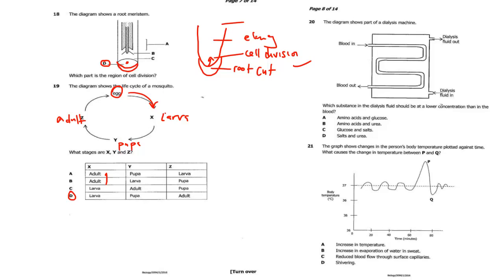Question 20. The diagram shows part of the dialysis machine. We've looked at one question on this before. Blood in, then blood out. Which substance in the dialysis fluid should be at lower concentration than in the blood? It is urea and salt, so that they can be lost from the blood to this fluid and be removed.